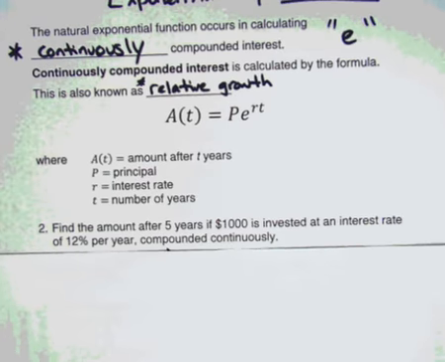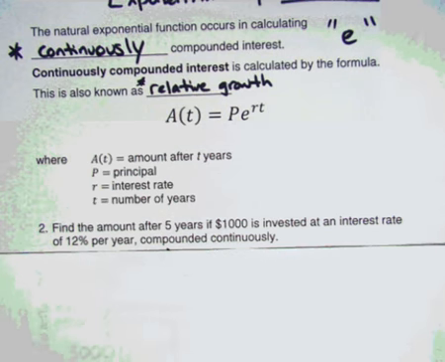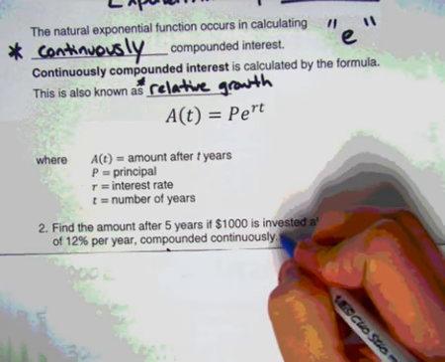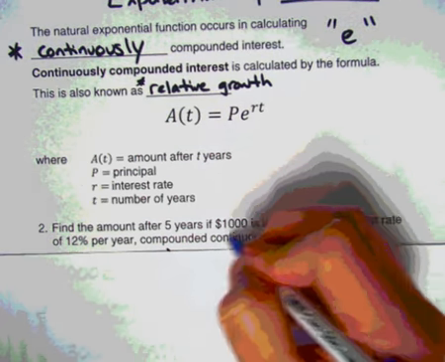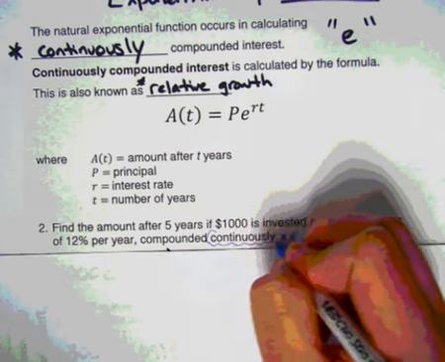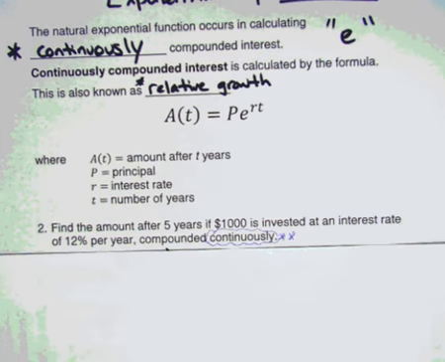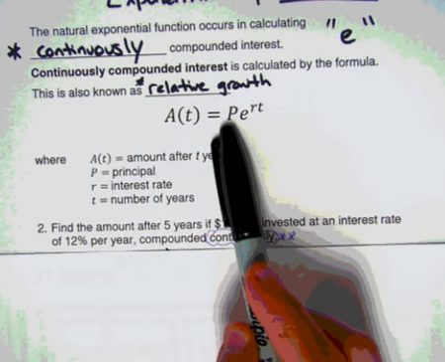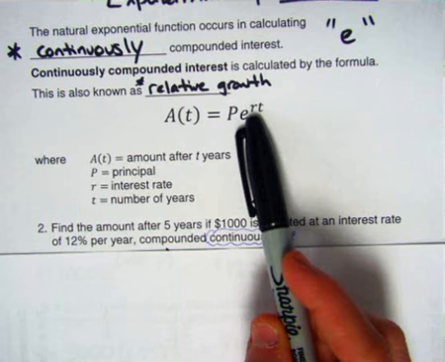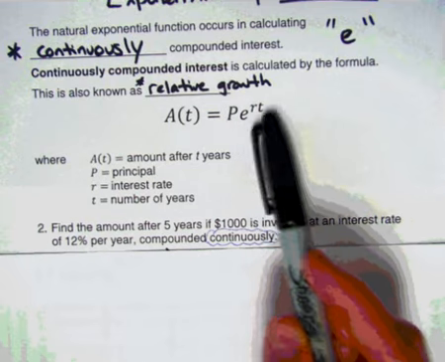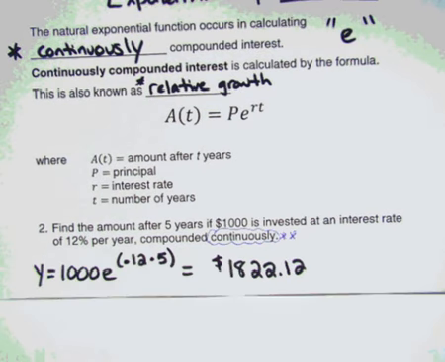Find the amount after 5 years if $1,000 is invested at a rate of 12% per year, compounded continuously. So I don't know if you want to circle it, highlight it, put a little cloud around it. When you see that word continuously, you know exactly what to do. That tells you stop, you're going to use PERT. So my $1,000 is going to be my initial amount. 12% would be the decimal 0.12, and my time is 5 years. So this is what my setup looks like.